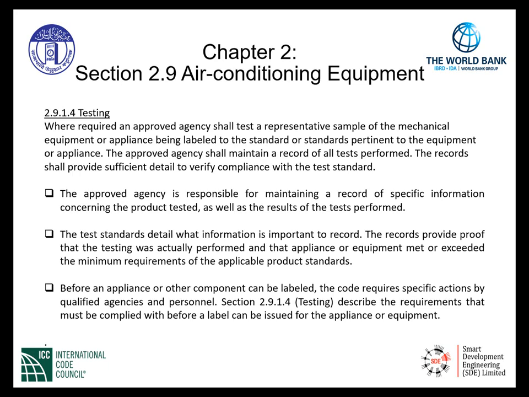The records provide proof that the testing was actually performed and that the appliance or equipment met or exceeded the minimum requirements of the applicable product standards. Before an appliance or other component can be labeled, the code requires specific actions by qualified agencies and personnel. Going back to section 2.9.1.4 testing, this describes the requirements specifically that must be compiled before a label can be issued for the appliance or the equipment.